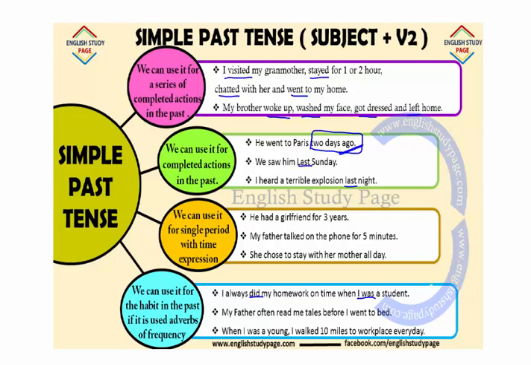My father often read me tales before I went to bed, right? So these are the usages of the past simple. We can use it for a series of completed actions in the past, for a completed action in the past, for a single period with a time expression, and for a habit in the past, right?